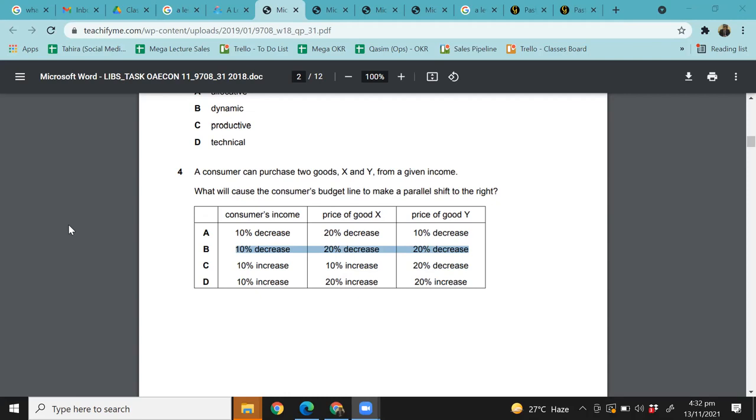Think about B. So incomes is only decreasing by 10%, students, but the decrease in the prices is first of all the same. So the technique in this question was, if it has to be a parallel shift, then the decrease or increase in the price of X and Y should be the same. That is the main trick. That's the main trick, students, right? So in this case, if the price is decreasing by 10%, but the price of products decrease by more than 10%, obviously, overall, there will be an outward shift.